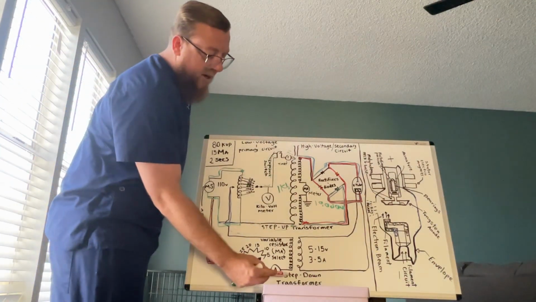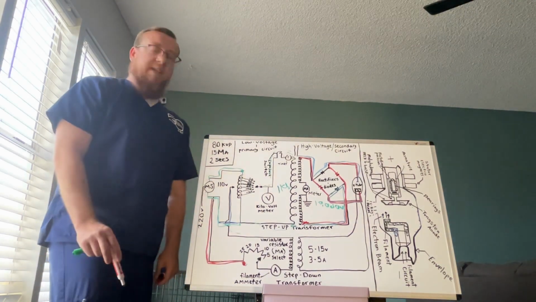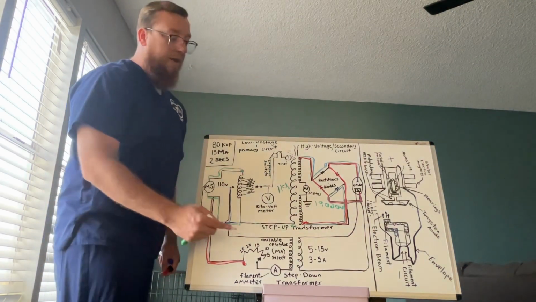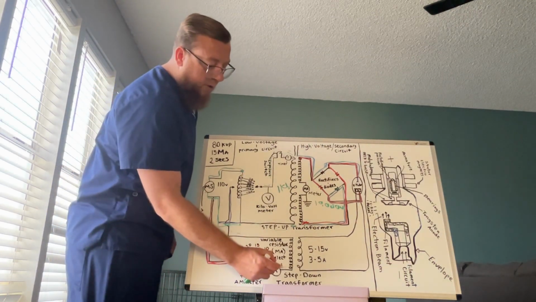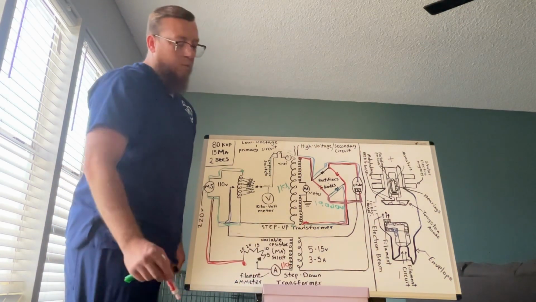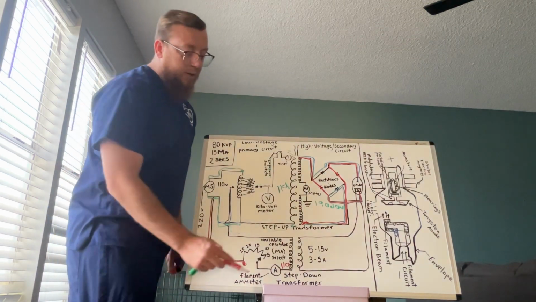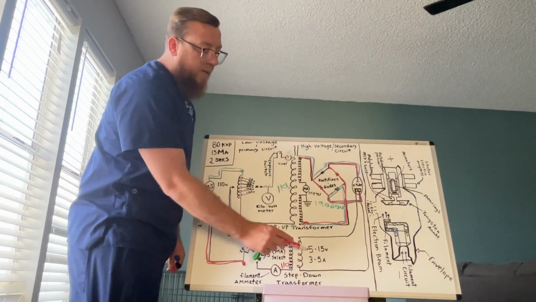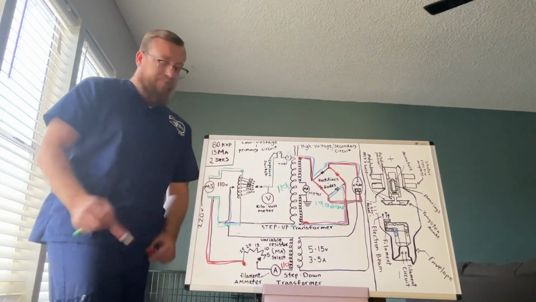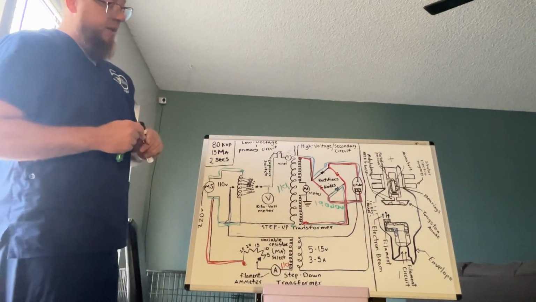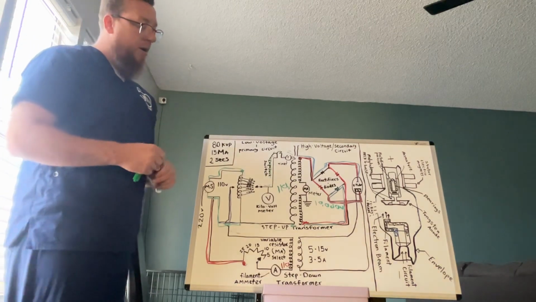At the same time down here, we're going to have a step-down transformer, and what that does is it takes a high amount of voltage and converts it into a low voltage. So again, we're starting off with 110 volts. We're going to use a step-down transformer to convert that 110 volts into 5 to 15 volts or 3 to 5 amperes to make sure that we're getting the correct amount that we need.